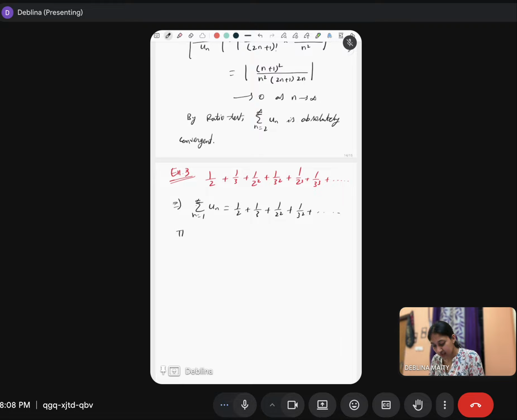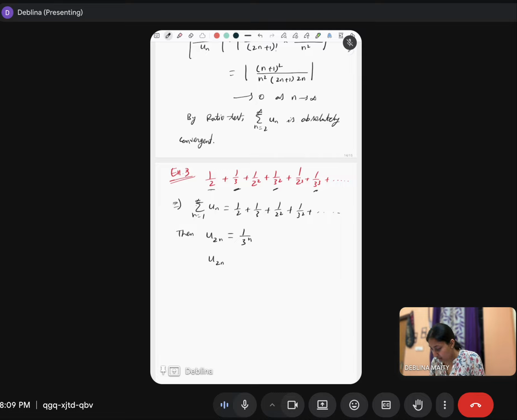So then, what is u2n? This means the even terms. So this one, this one, and this one. So u2n's are what? The first one, u2, is 1 by 3. That is 1 by 3 to the power n, right?